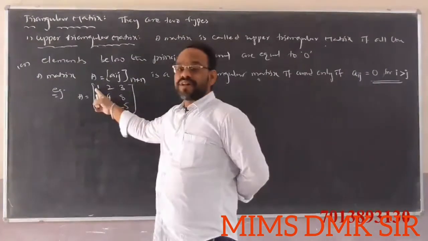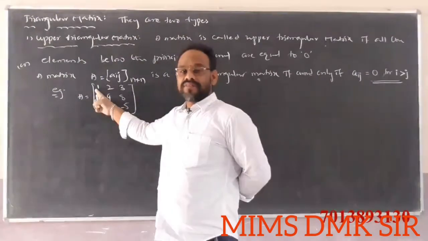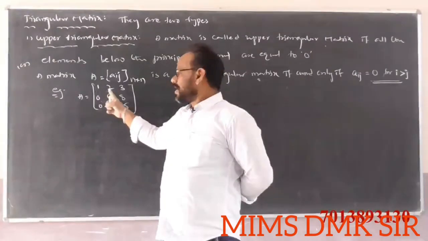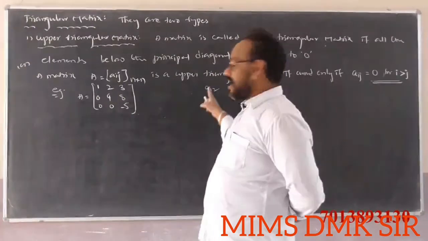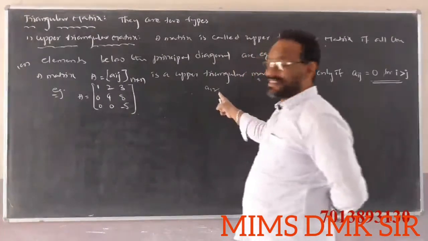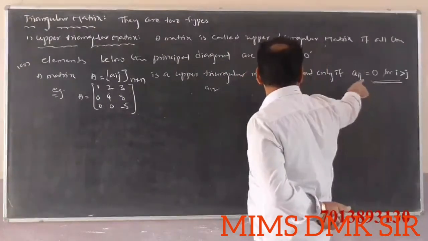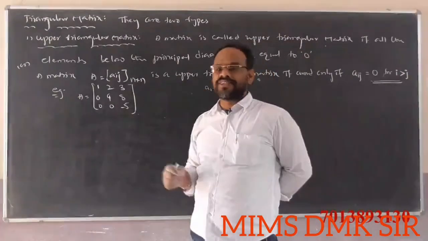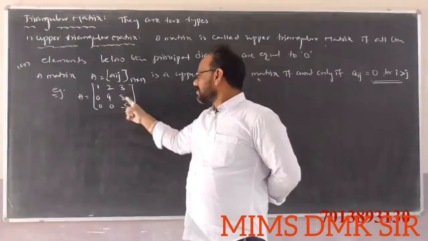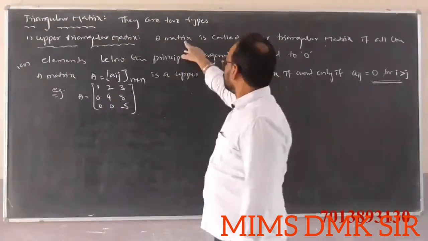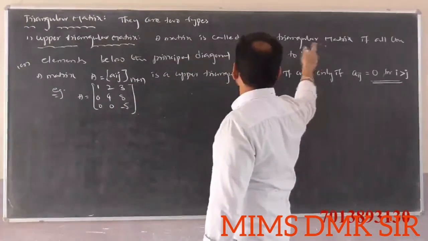This is clearly A11, the element not equal to 0. A12 means i is less than j. If i is greater than j, then the value is clearly 0. Observe this, the matrix is called the upper triangular matrix.